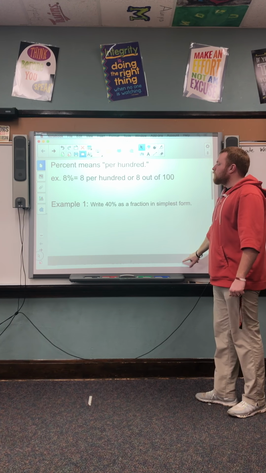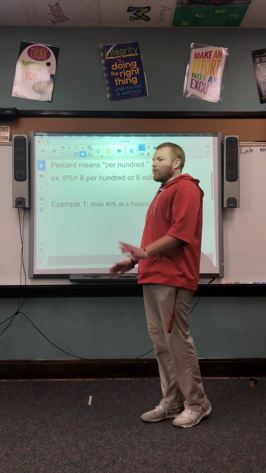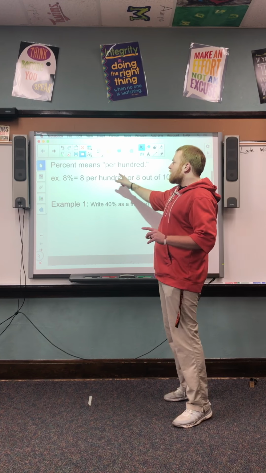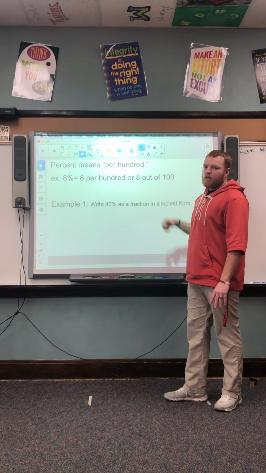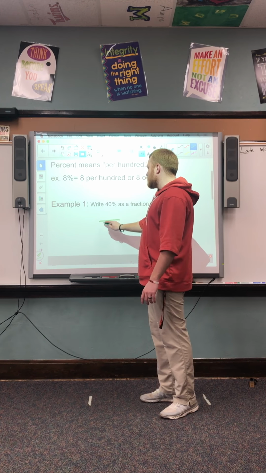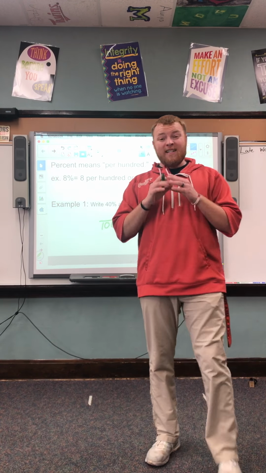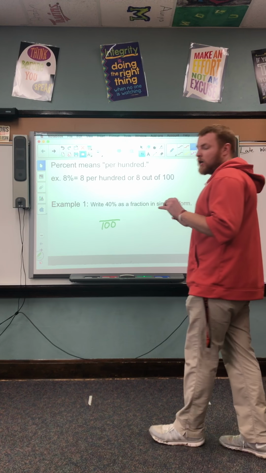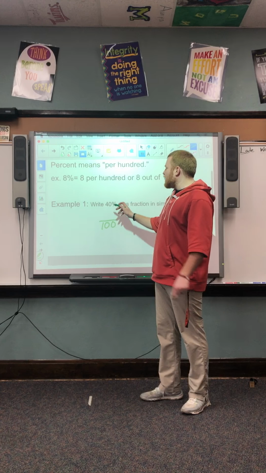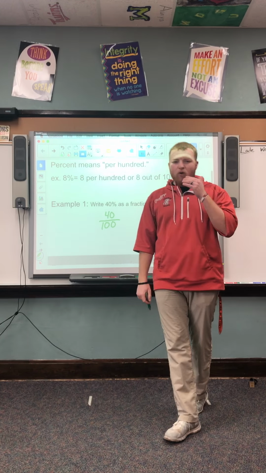So example 1: write 40% as a fraction in simplest form. Pretty easy. Your denominator is always 100 when you're dealing with percents. Even if the percent is higher than 100, it's still per 100. Then our numerator is the number that's given to us, so that would be 40. So we have 40 over 100.